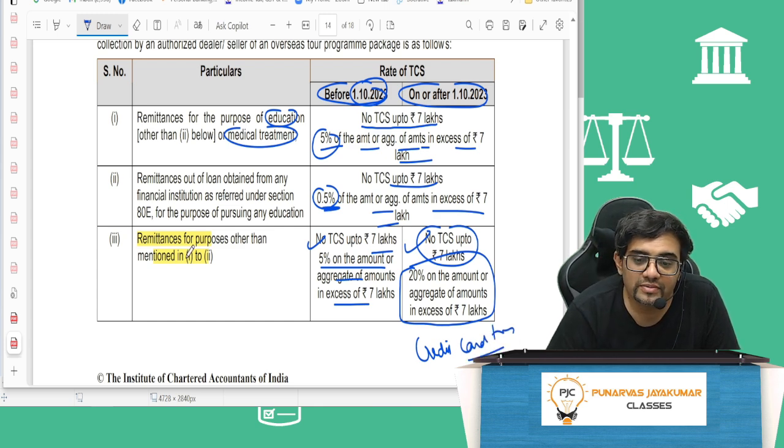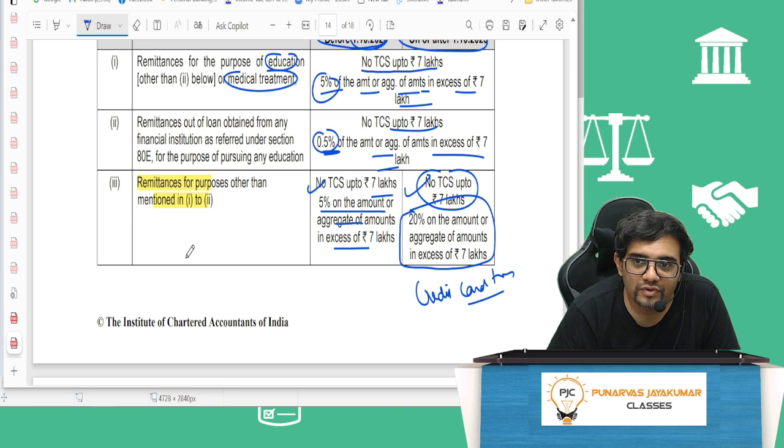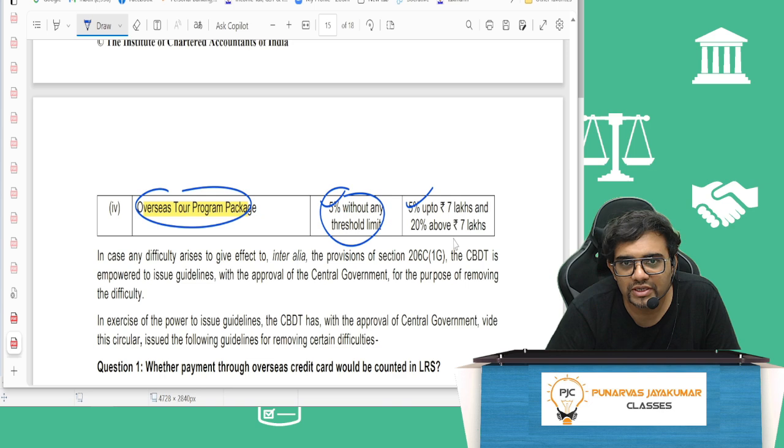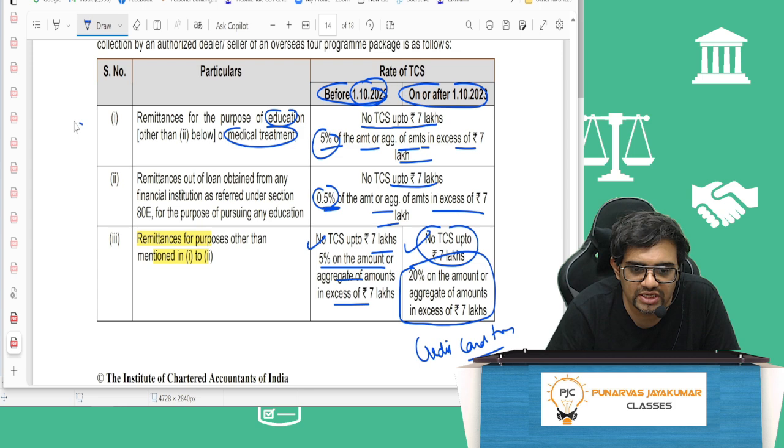Apart from that, if you are going through a travel agency, overseas tour program. Earlier it was 5% without any threshold limit. Now it is 5% up to 7 lakh and 20% above 7 lakh. The biggest question people were asking was, sir, should this 7 lakh be seen item wise or all together in a year? All together in a year.